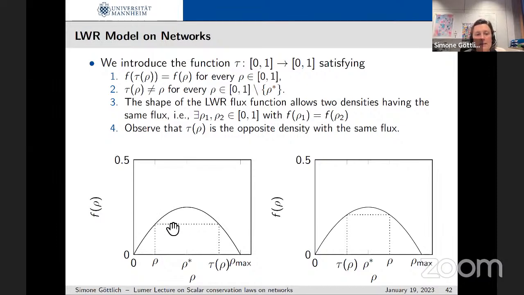Okay, and this would lead to exactly the same flux function. That's why we have to be very careful while evaluating the densities at the junction. So it's a priori not clear if a flux value corresponds to this value of rho or to this value of rho. Again, we know that this tau of rho is the opposite density with the same flux.